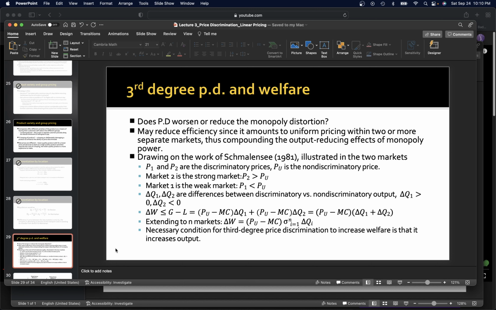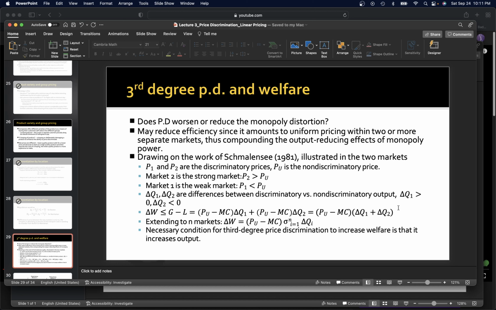All right. And this is an important topic, third degree price discrimination and welfare. So does price discrimination worsen or reduce monopoly distortion? Let's talk about a very simple example where you've got discriminatory prices P1 and P2, and PU is the uniform price. Market 2 is the strong market, wherein the price is higher under discriminatory prices, and market 1 is the weak demand market, where price 1 is less than the uniform. So the changes in quantities are the differences between discriminatory versus uniform output.